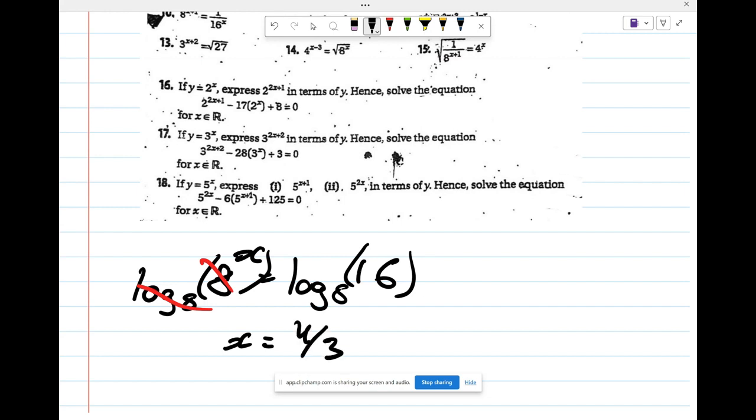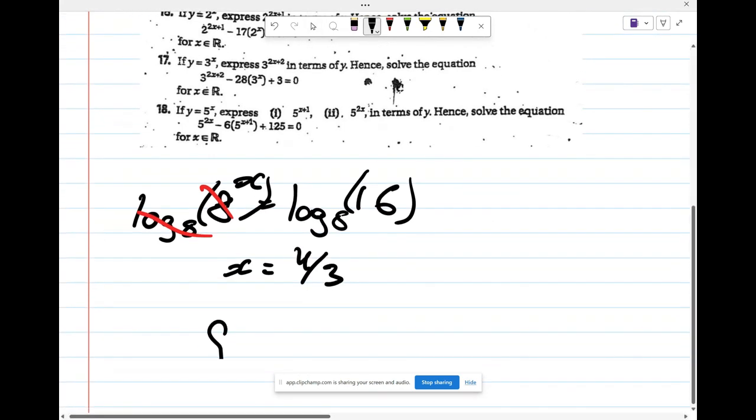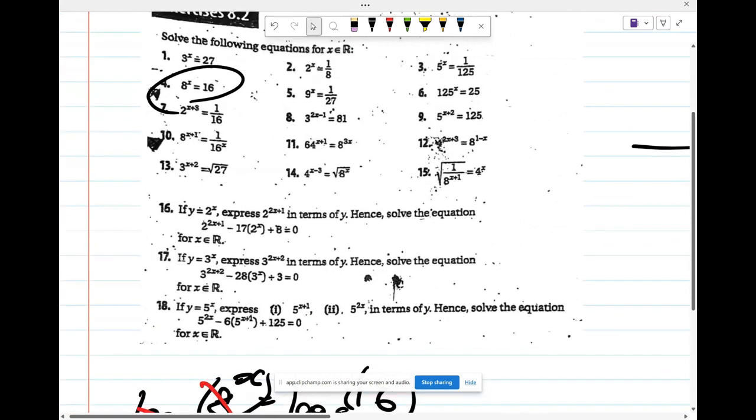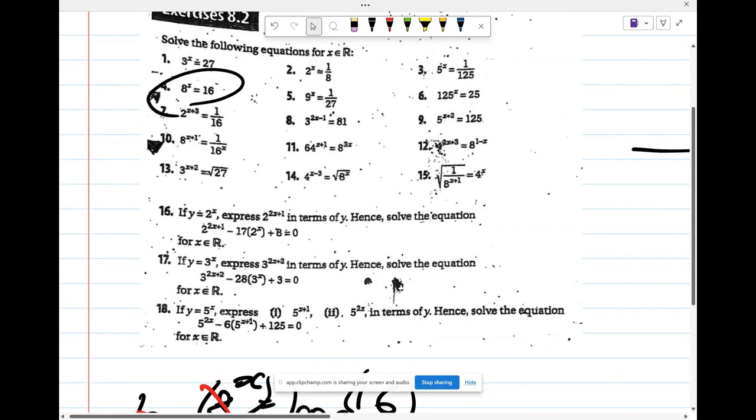4 over 3. And you can check that because if you do 8 to the power of 4 over 3 in your calculator, you should get the same answer. And you get 16. Great. So that's one of them done. Let's try to find one in the opposite direction. Oh, there's no ones in the opposite direction. Let's do this one, because it's good to know.